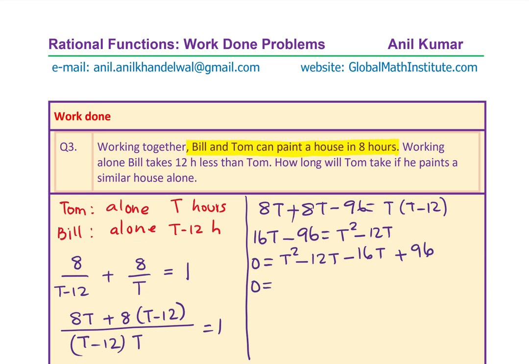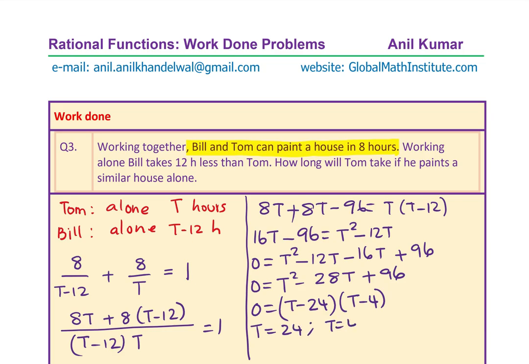So 0 equals t square, that becomes how much? 12 and minus 16, so it is minus 28t plus 96. So 96, you can factor 96, 24 and 4, right? 24 and 4 works, right? So you get t minus 24, or you can use the quadratic formula, right? t minus 4. So that will help. And that means that we get t equals 24, or we have t equals 4.